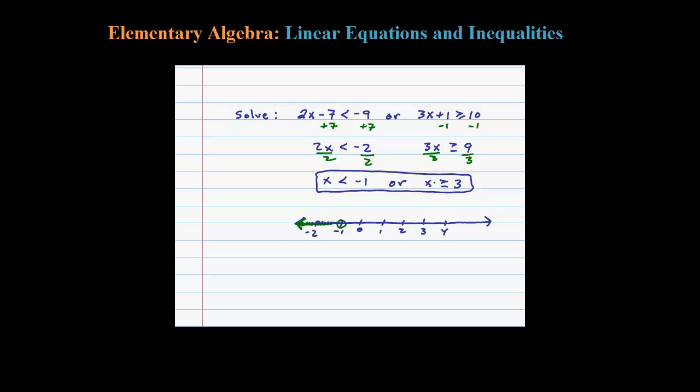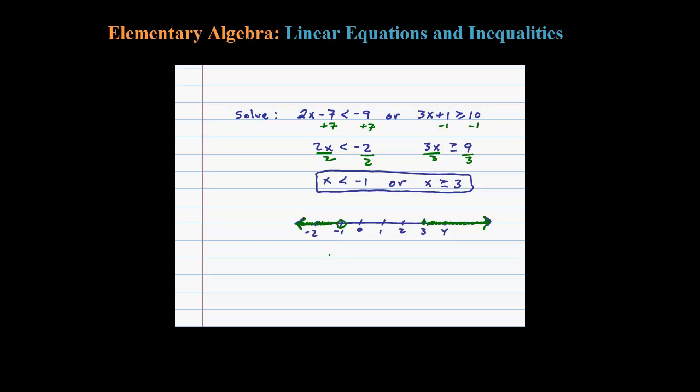Okay, or we're also going to add, we're going to take the union of all the numbers greater than or equal to 3. So here, since we had the equal, I'm going to use a closed dot, and I'm going to shade in everything greater than 3. So all the numbers less than that, or all the numbers greater than 3.